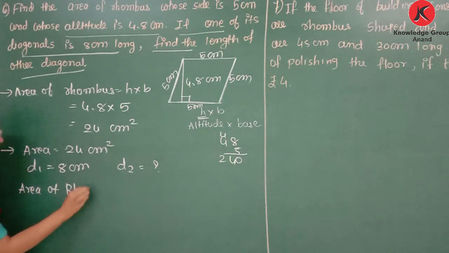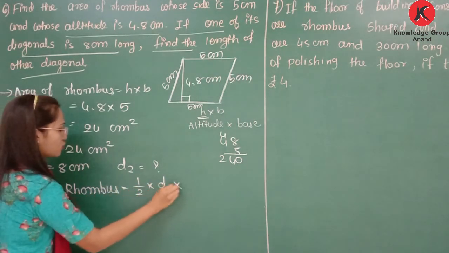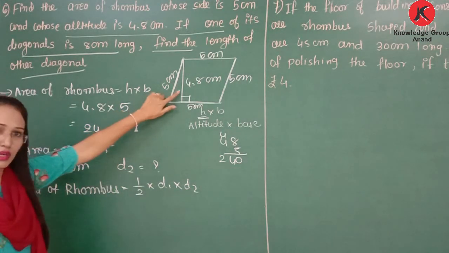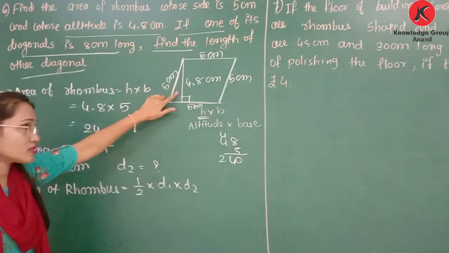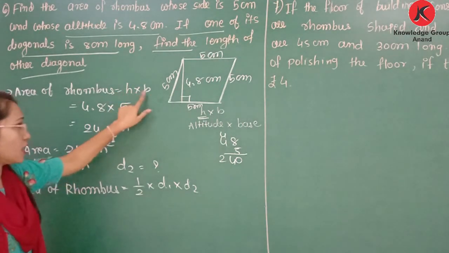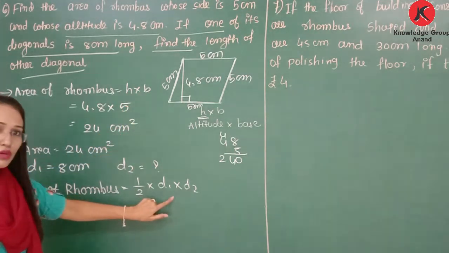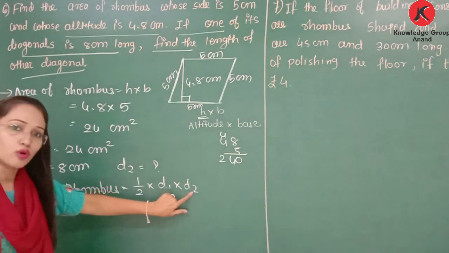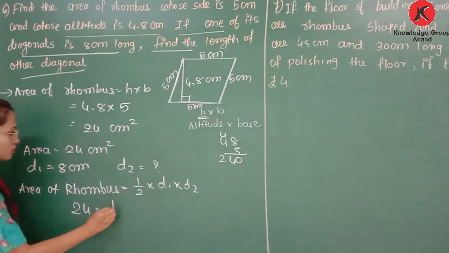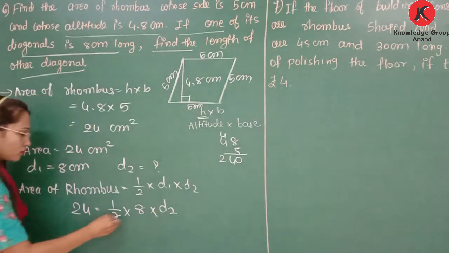So what is the area of rhombus? Now you can use next equation, 1 by 2 d1 into d2. Still we are using the different equation, area will remain same, because rhombus is nothing but a parallelogram. So we can use the equation for a parallelogram if height and base is given, and we can use this equation 1 by 2 d1 into d2 if diagonals are given. Clear?